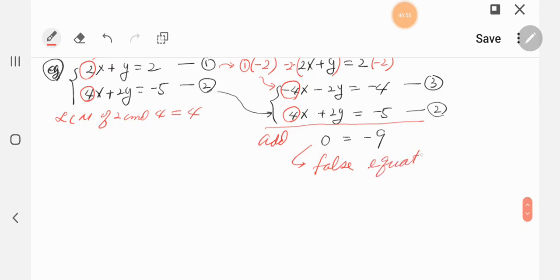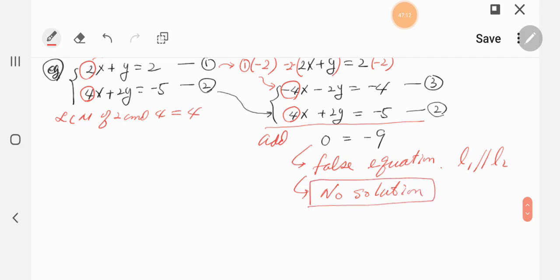Then what do we mean by this? This means the two lines are parallel, so there is no solution. So our answer is no solution. Parallel lines is not the answer.